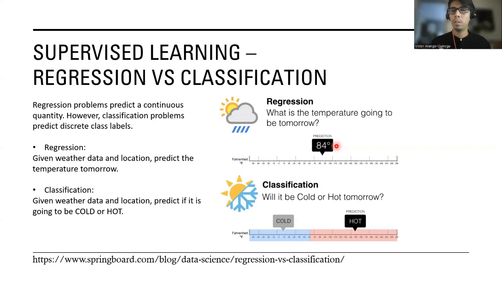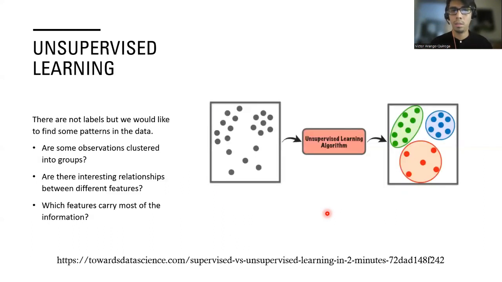On the other hand, for classification, as its name indicates, you are predicting classes. So you have a class, let's say cold, and then you have another class, let's say hot. So now in this case, instead of predicting a number, you're predicting a category, either it's cold or hot. So one of the two. That's the main difference. That's what regression and classification are.